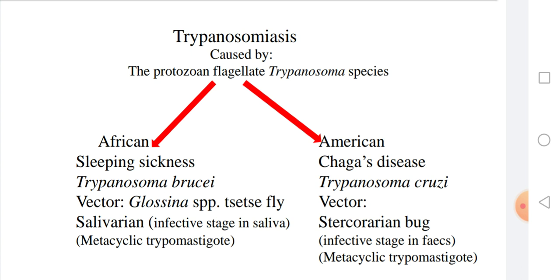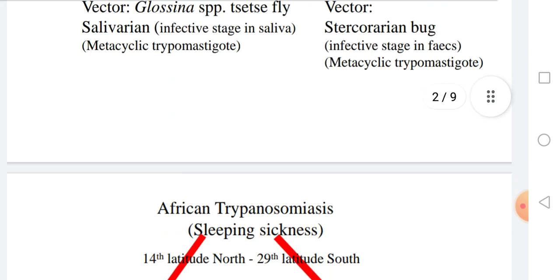The other type, the American, is also known as Chagas disease, caused by Trypanosoma cruzi. The vector is the stercorarian bug. Stercorarian because the infective stage is found in feces. The infective stage is also the metacyclic trypomastigote.